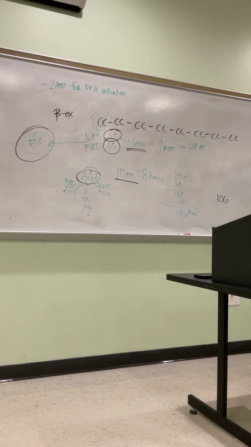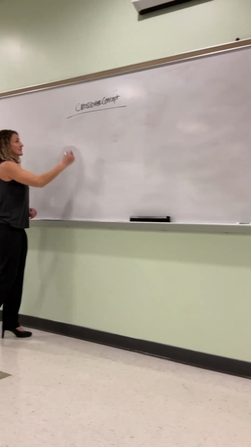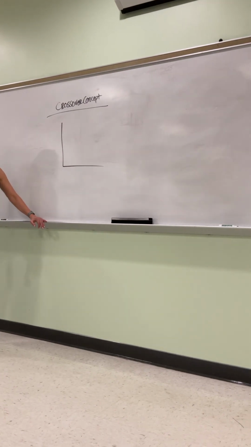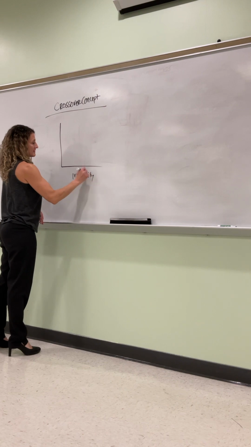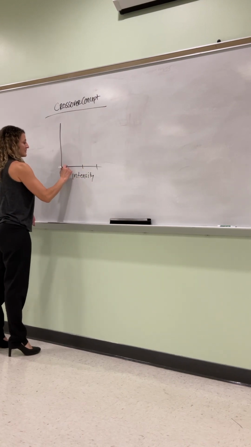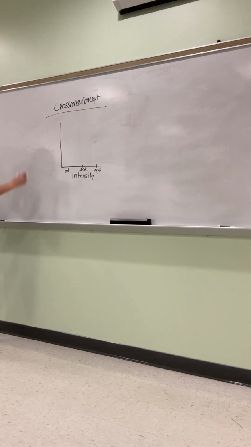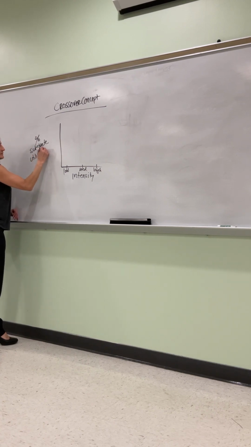Okay, one more concept in this chapter. This is the crossover concept. It's a graph. The x-axis is intensity. I'm going to say low, medium, high. The y-axis, I'm going to say percent substrate utilization.